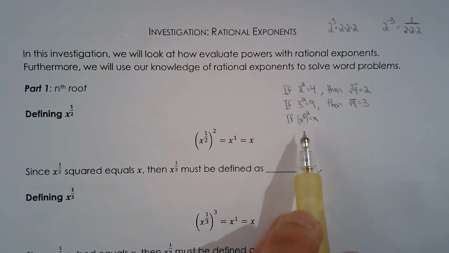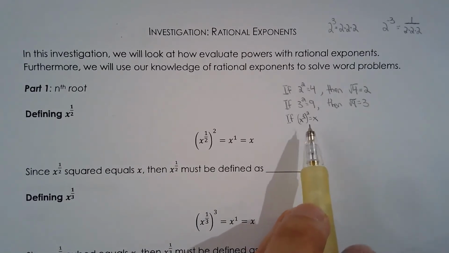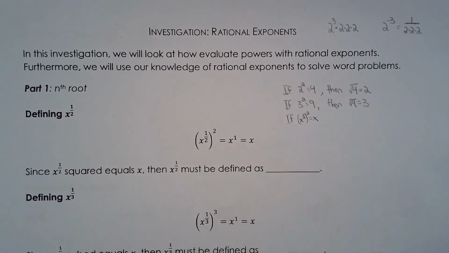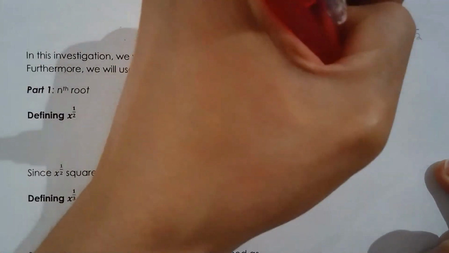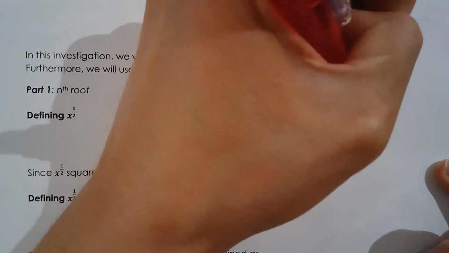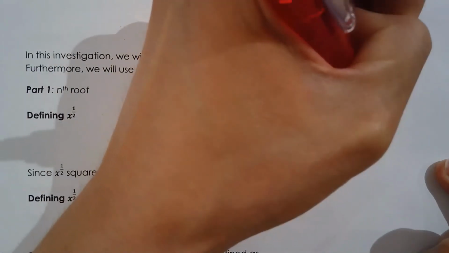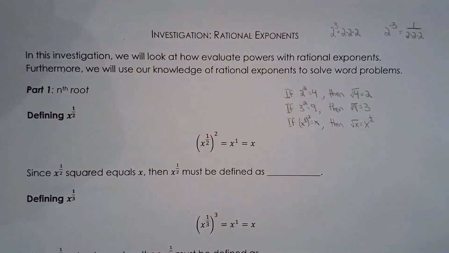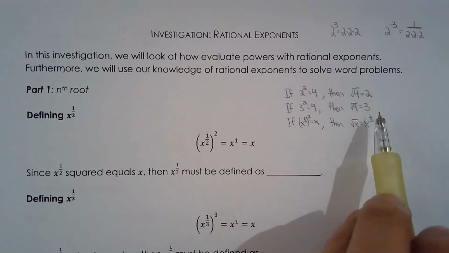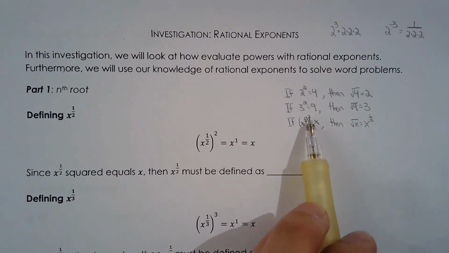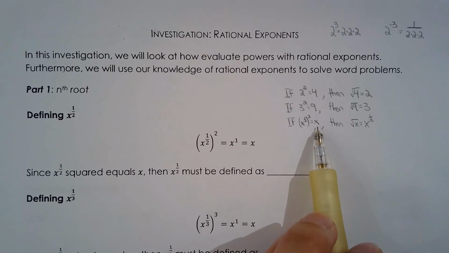So if x to the power of 1/2 squared is equal to x, based on the power law of exponents, then we can say root x is equal to x to the power of 1/2, right? It's exactly the same as what we did. For example, 3 squared is 9, then root 9 is 3. If x to the power of 1/2 squared is equal to x, then root of x is equal to x to the power of 1/2.